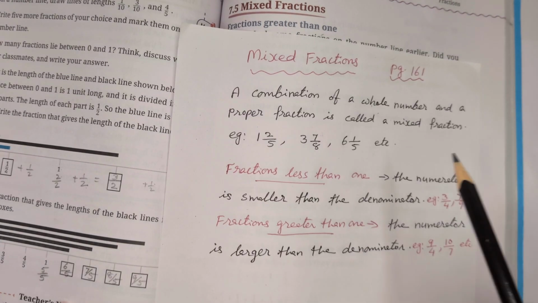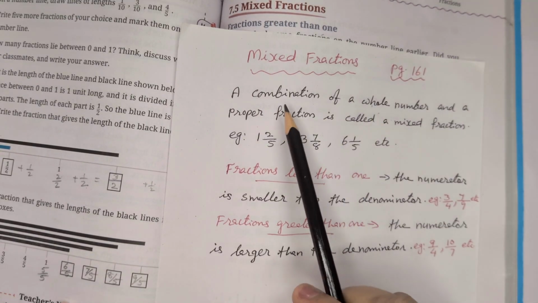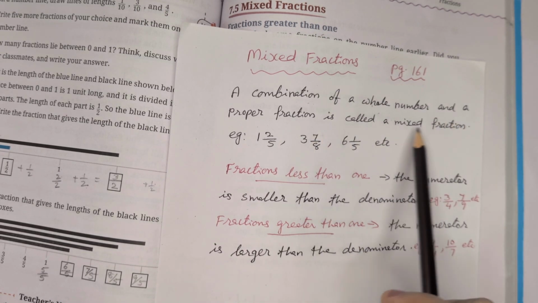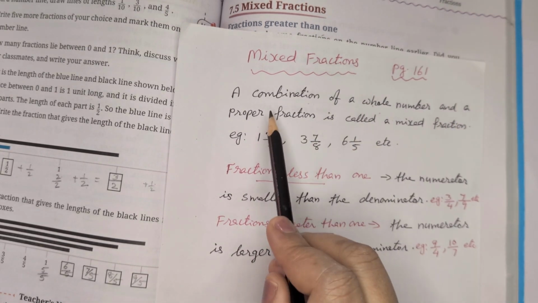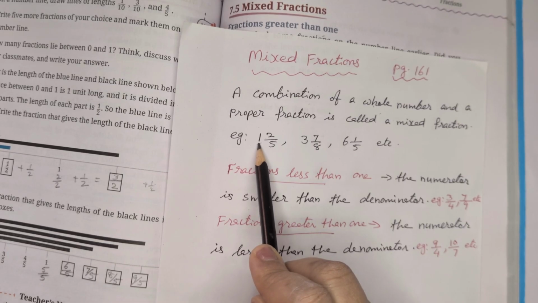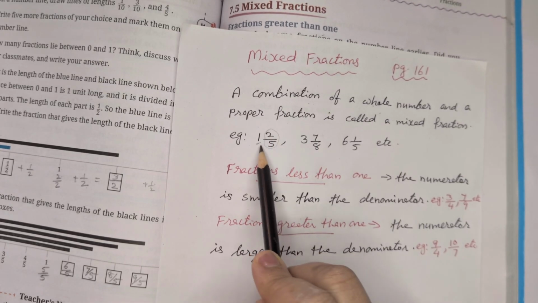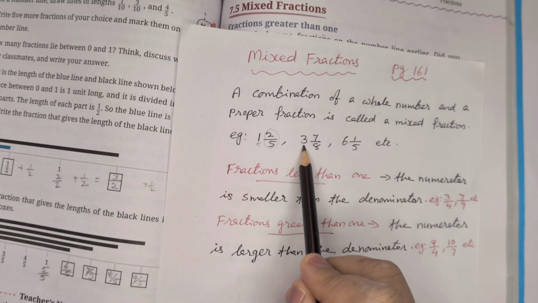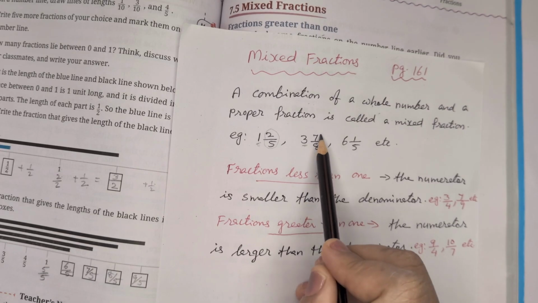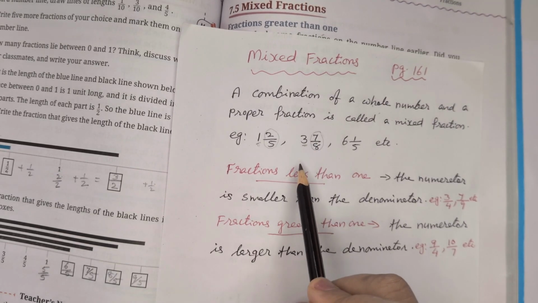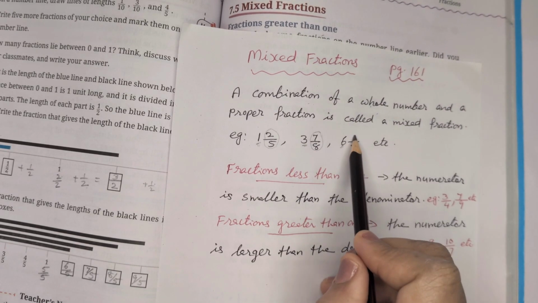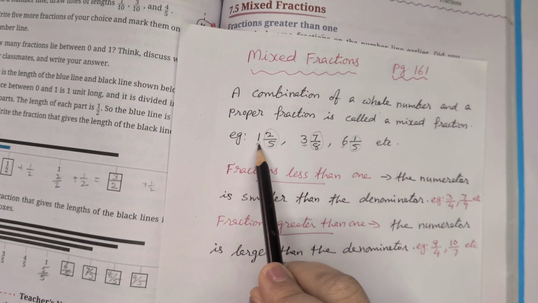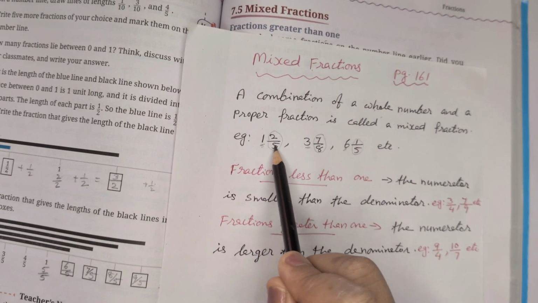Mixed fraction, we can write the definition: a combination of a whole number and a proper fraction is called a mixed fraction, which means it contains a whole number and a proper fraction. 1 is the whole number here. In this example, 3 is the whole number, 7 by 8 is the proper fraction. 6 is the whole number, 1 by 5 is the proper fraction. So a mixed fraction means a combination of a whole number and a proper fraction.